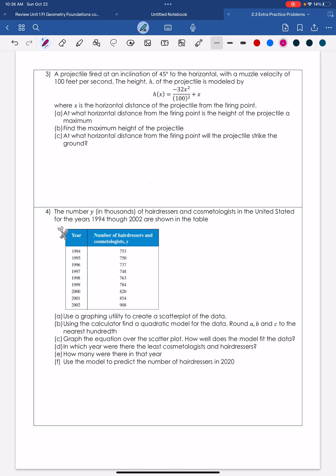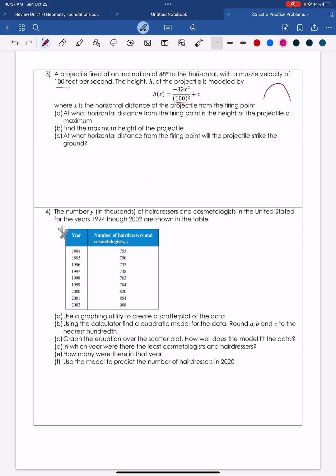Okay, projectile firing, inclination of 45. I really don't need that. It just has to do with this equation. The muzzle velocity is 100 feet per second. That's where this 100 comes in. The height of the projectile is modeled by this, where the x is the horizontal distance. So what horizontal distance from the firing point is the height of the projectile a maximum?